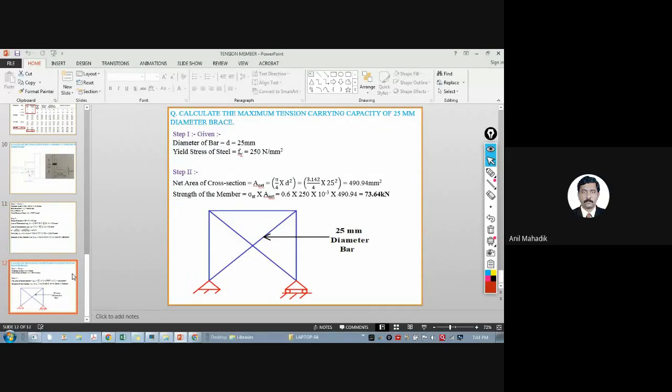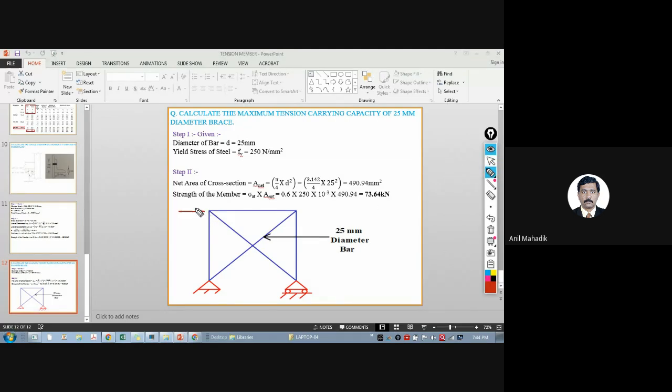Now again, same thing. If I ask you to calculate the tension capacity of this rod, the diameter of this bar is 20 mm. Now this bracing is developed by a 20 mm diameter rod. So how to calculate the capacity? Net area into permissible stress. Net area is very easy: pi by 4 d square. That is the cross-sectional area of the bar.